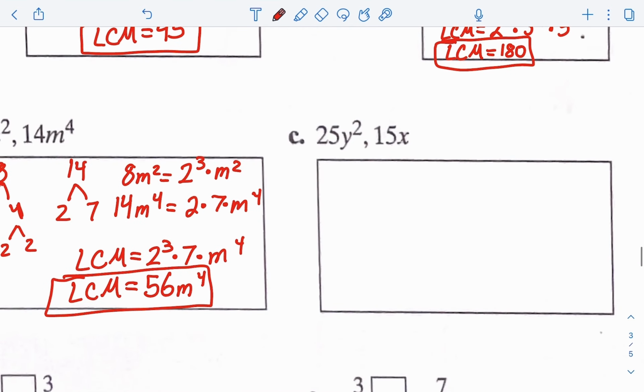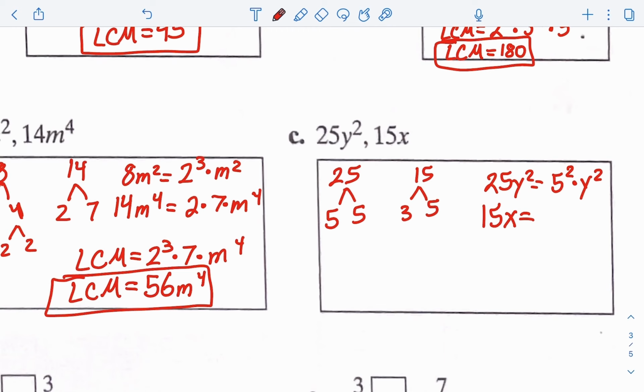And then for that last one, 25 is going to break apart to be 5 times 5. 15 is going to break apart to be 3 times 5. So we're going to say 25y squared equals 5 to the 2 times y to the 2. 15x equals 3 times 5 times x.